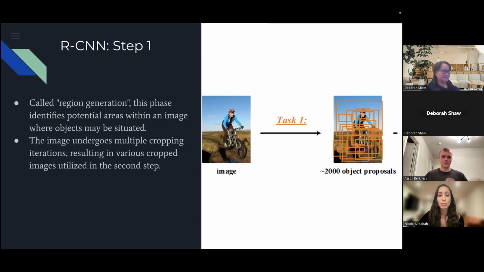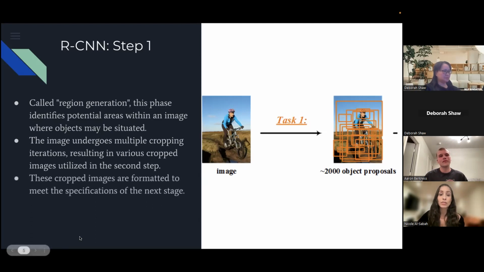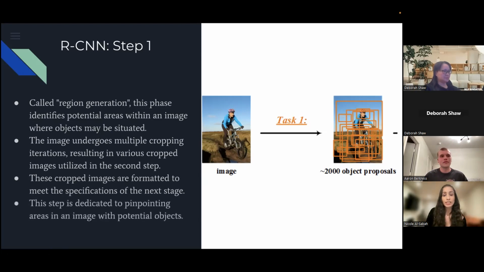The image undergoes cropping of iteration. So it makes all these little boxes in the image, trying to figure out where the objects are in this image. And then it crops these little iterations of it. And it results in various cropped images, which is going to be used in the second step. The cropped images are then formatted so that it can meet the specifications of the next stage. And this step is dedicated to pinpointing the areas in an image of potentially where these objects are. So it's just, as you can see in this image, it's approximating right now about 2,000 object proposals just in this one single photo.